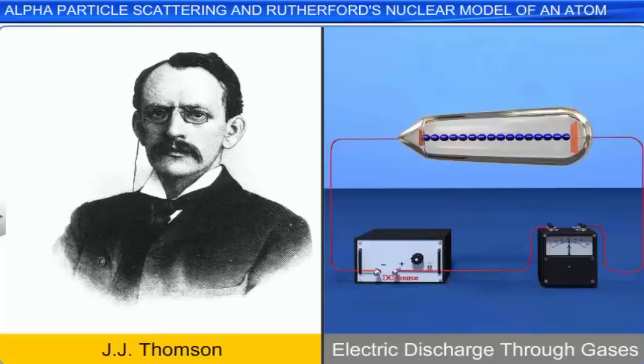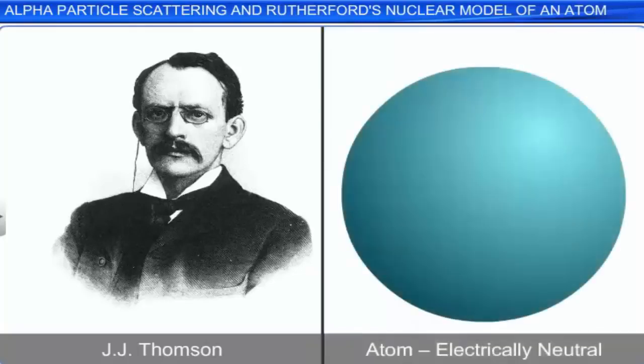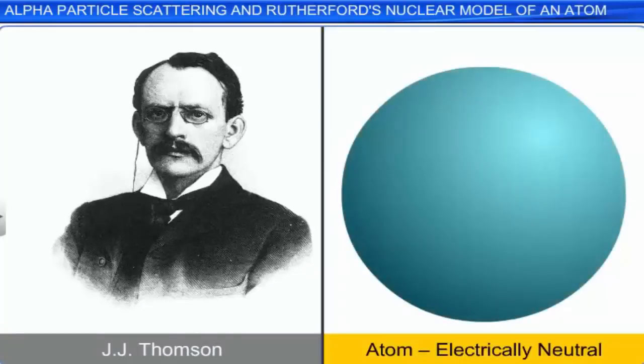J.J. Thomson's experiments with the discharge tube filled with different gases, one at a time, led to the conclusion that all the elements contain negatively charged particles, which were later called electrons. Since the atom is electrically neutral, it was proposed that the atom must also contain positively charged particles, such that the total negative charge in the atom is equal to the positive charge in it.